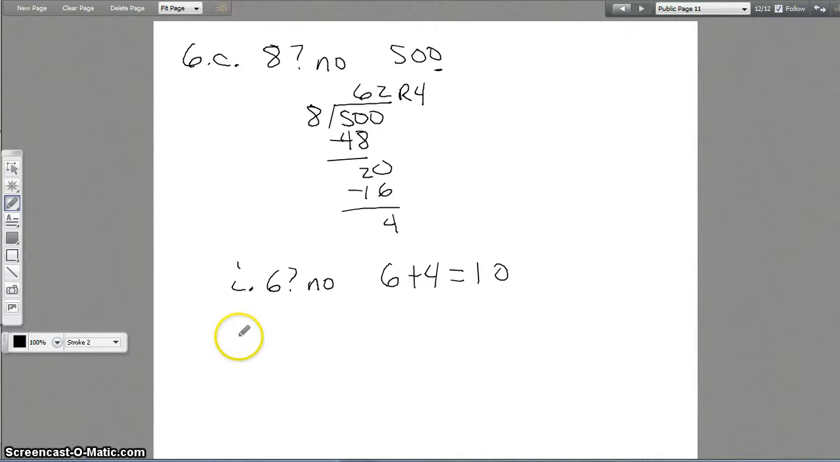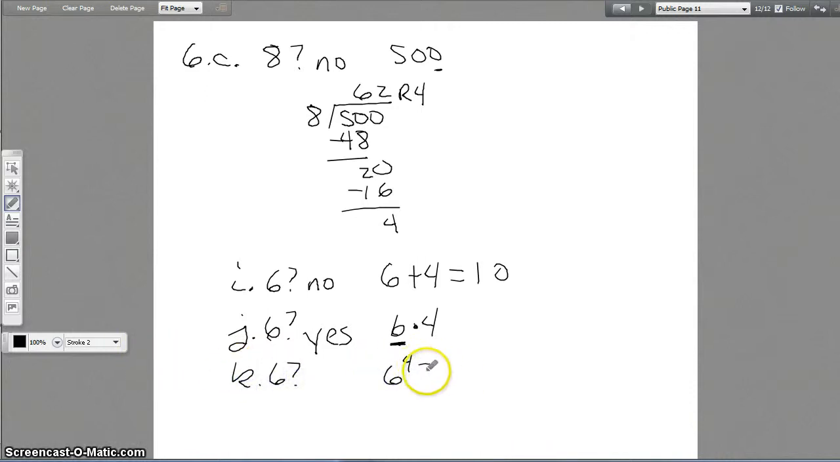Okay, part J asks if 6 is a factor of 6 times 4. Well, obviously 6 is a factor because 6 is listed as a factor, so the answer is yes. Part K asks if 6 is a factor of 6 to the 4th. Well, 6 to the 4th is 6 times 6 times 6 times 6. So 6 is listed as a factor 4 times. So obviously, yes, 6 has to be a factor of 6 to the 4th.